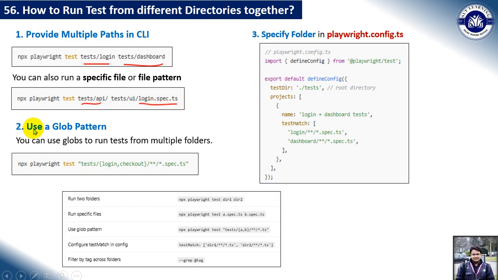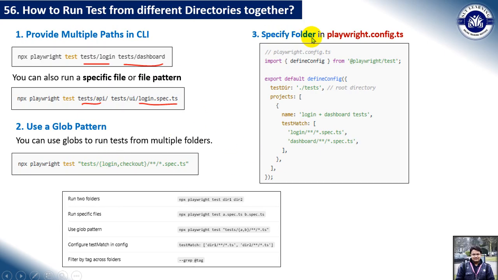Use a glob pattern. So you can provide npx playwright test with a pattern under the tests folder, for login and checkout. Whatever it finds for login and checkout, it will search for the keyword login and checkout, or a tag login and checkout, or a matching file name, and if it finds them, it will execute those test cases. So this is another way: all the test cases with either the file name or the tag applied as login or checkout will be fetched and executed.